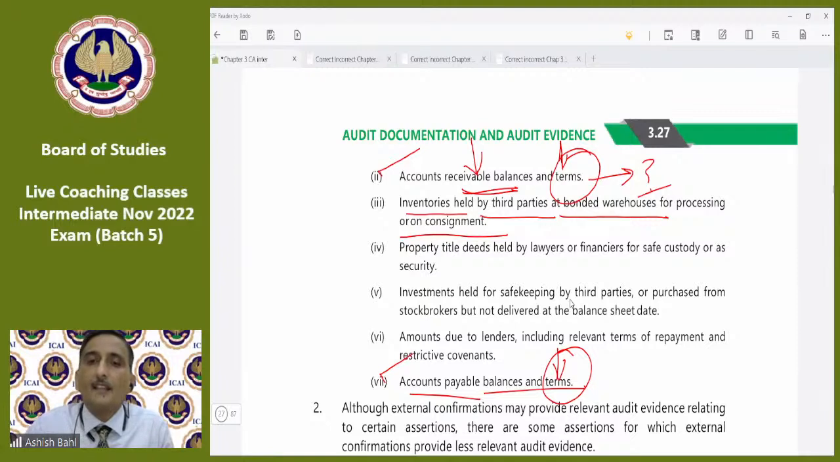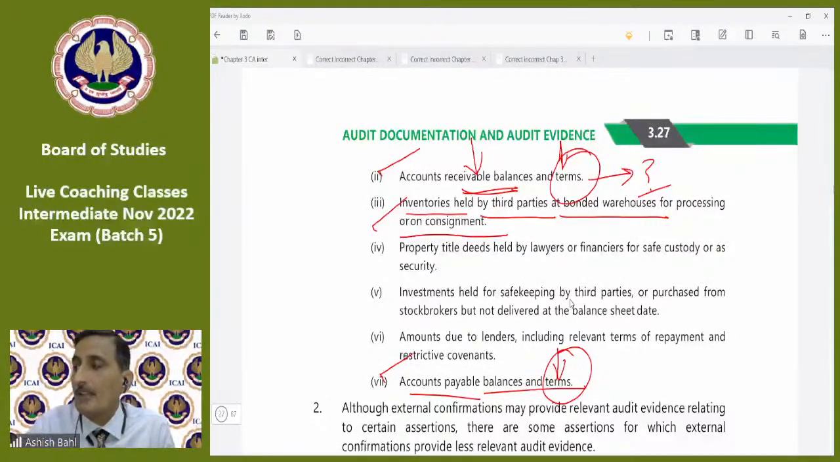Tell me guys. So what we are trying to say is that external confirmations can be there in respect of stocks lying with third parties for processing.